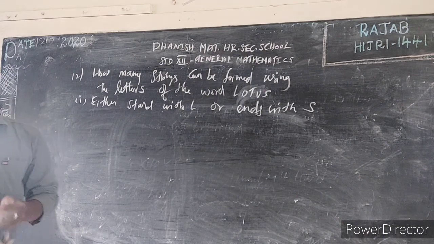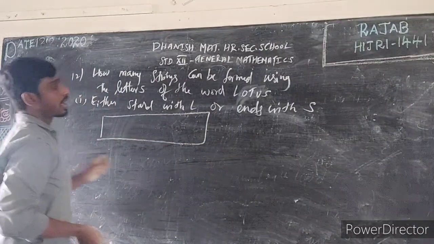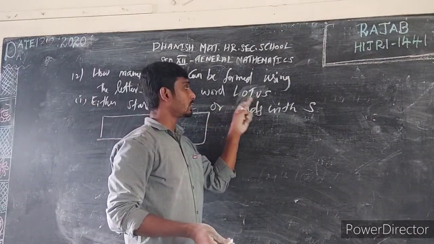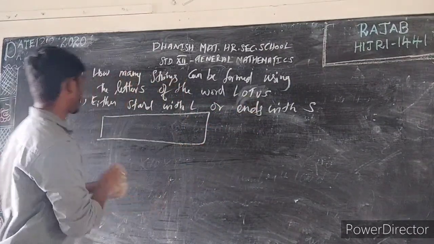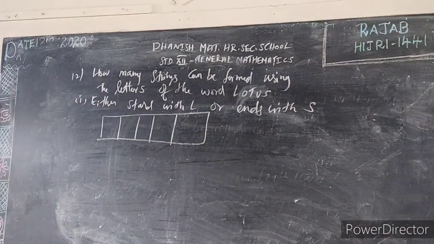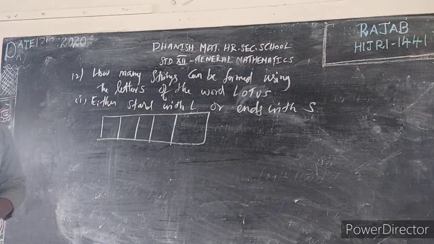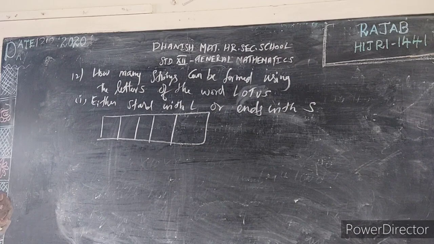So let me write. How many letters are in lotus? There are 1, 2, 3, 4, 5 letters. So we draw the 5 blocks here. So what is the first condition? Either start with L or end with S. Now first we are going to find out the words that start with L.